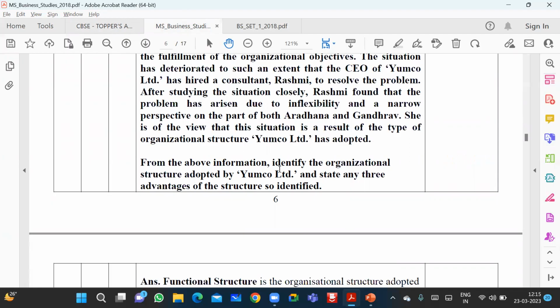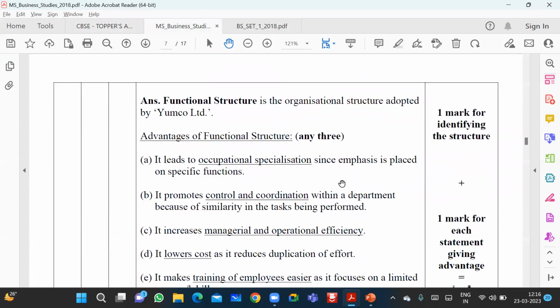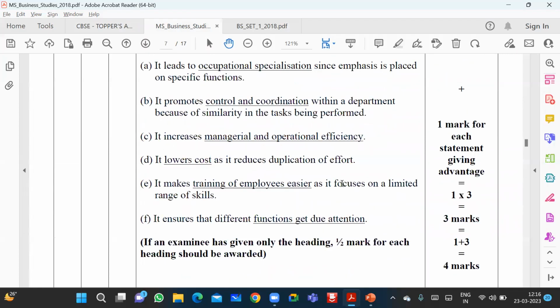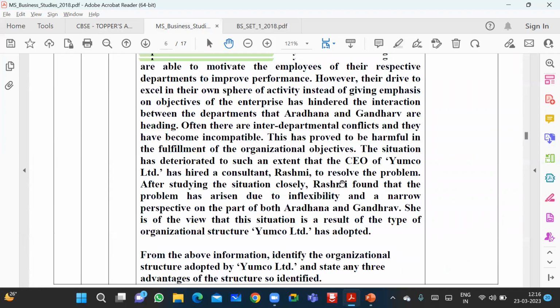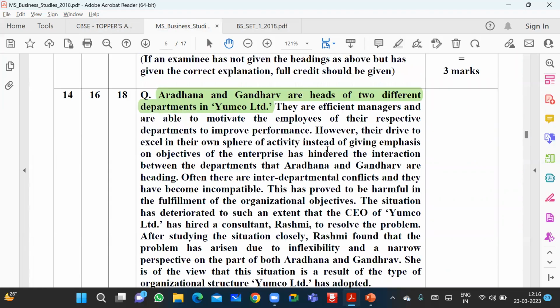You know, we have the two types of organizational structure. Number one is functional structure and number two is divisional structure. So first you have to identify, and then after the identification, you have to write the 3 benefits. It means this question must be for 4 marks. You can see, 1 mark will be for writing the structure. So let's see some key lines to identify.